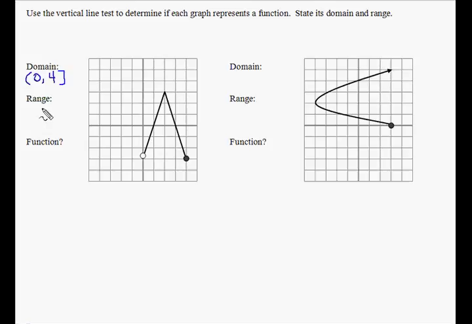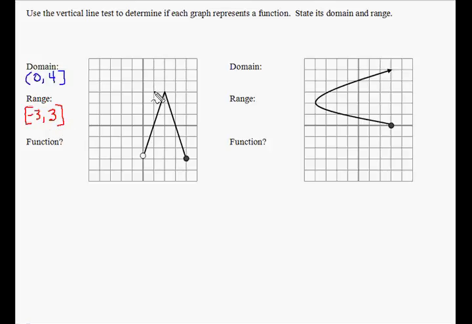Then we want to ask the question about range. Range is the y values. How low does the graph go? How high does the graph go? So our lowest y value is -3. Even though it's not included here, it is included there, so we use a bracket, -3. And then we talk about how high it goes, and the height is +3. Since this is not hollow, it's all solid, we're going to use a bracket.